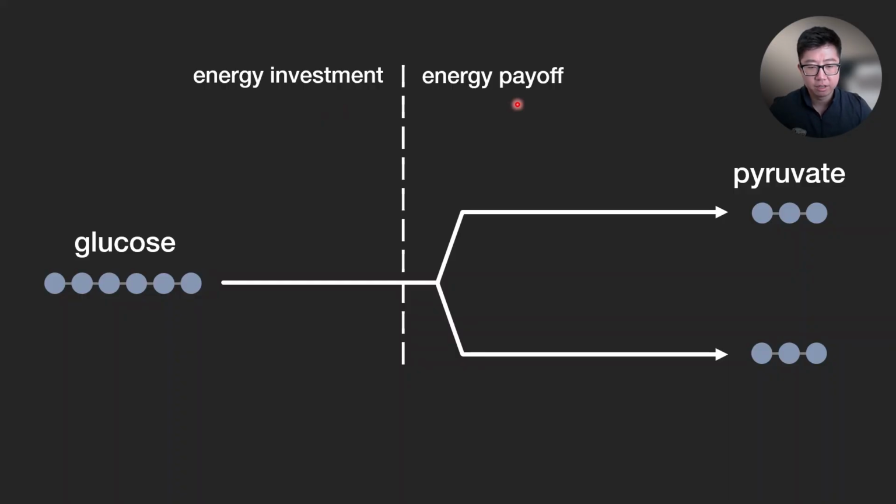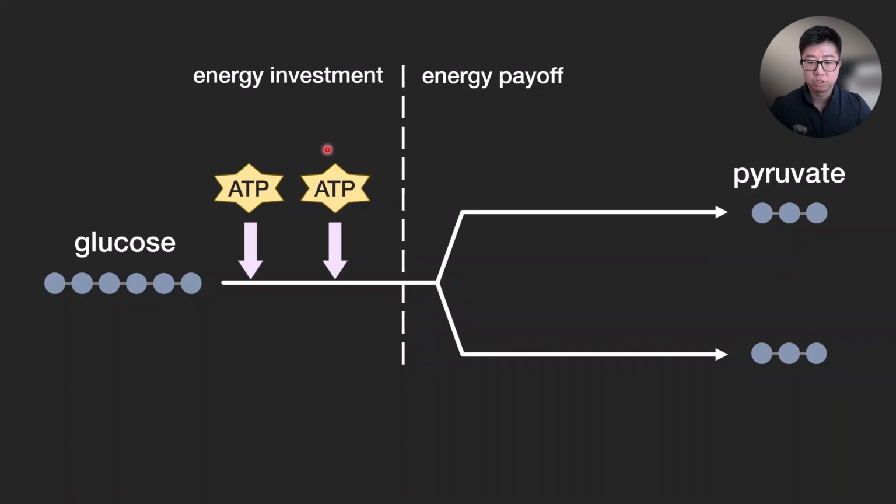So what do I mean by that? Well, think of it like starting a business. In the beginning, you have to spend money up front in order to get it up and running. In glycolysis, the cell does something similar. It invests 2 ATP molecules in order to modify glucose and prepare it for breakdown. So that's the energy investment phase.